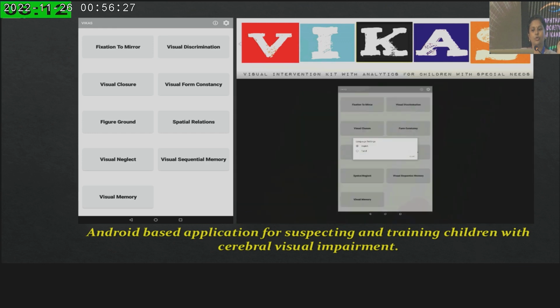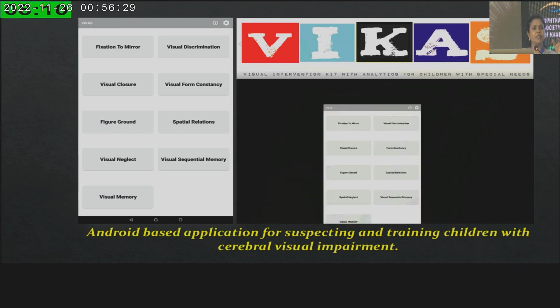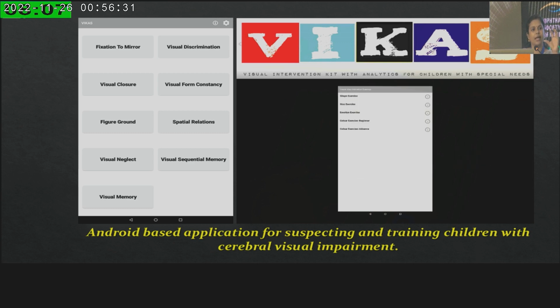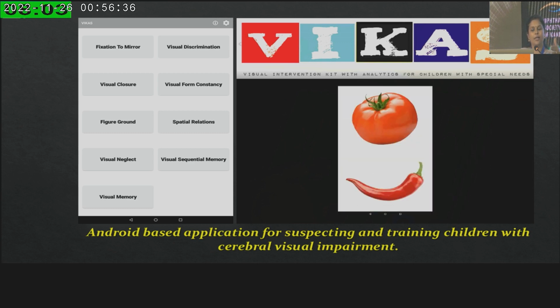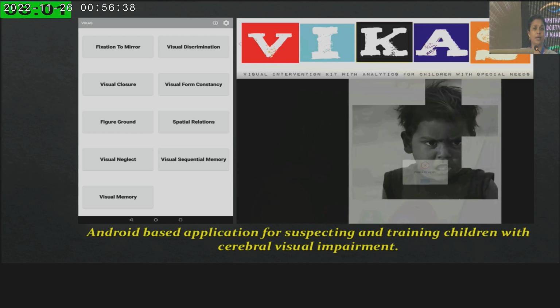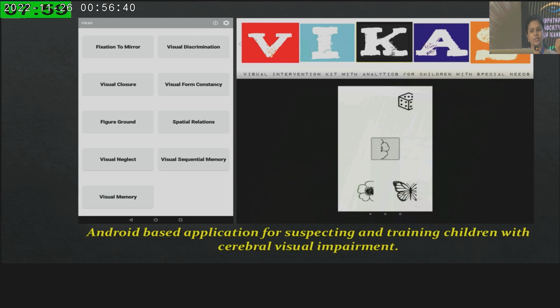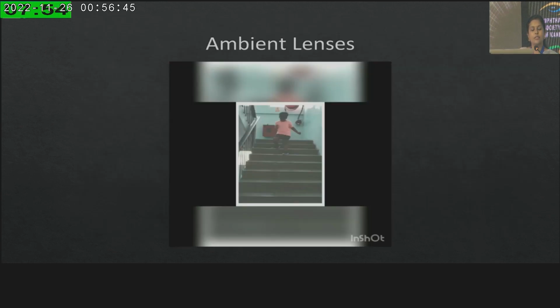Once you do a full assessment, you see where the child lacks, and that particular visual capacity you can help the child train. The mother or the special educator, whoever is at home, can train, and when they come back to you, you can reassess the child. This is freely downloadable.